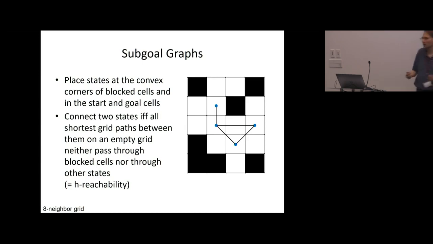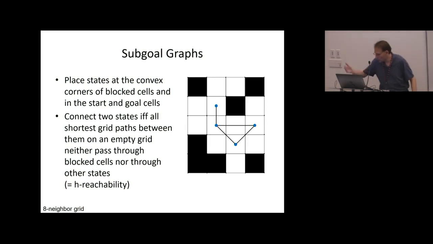And then I connect any two vertices as long as the shortest grid path between them on an empty grid neither passes through a blocked cell nor through other vertices. So that then is called a subgoal graph and is the equivalent of a visibility graph.